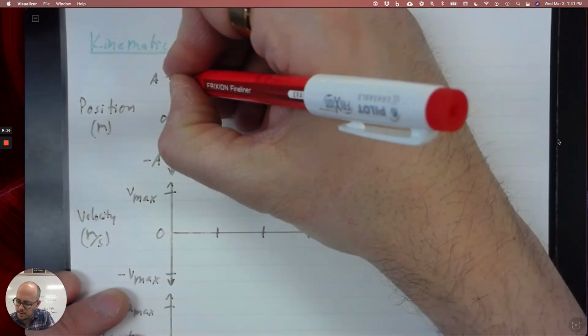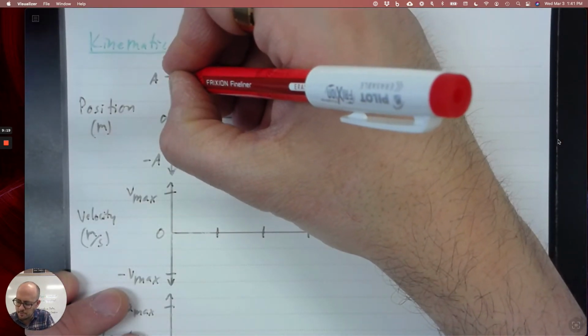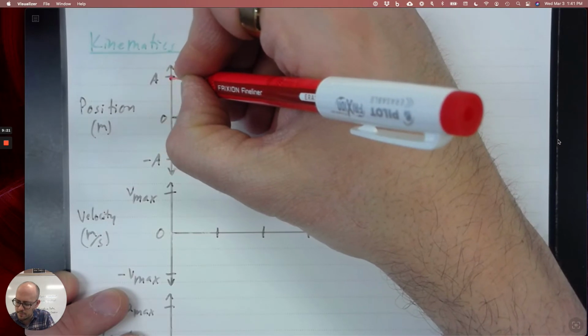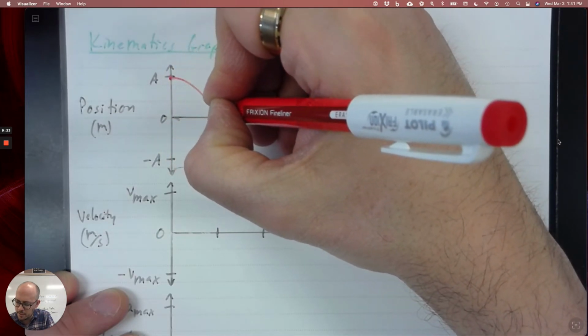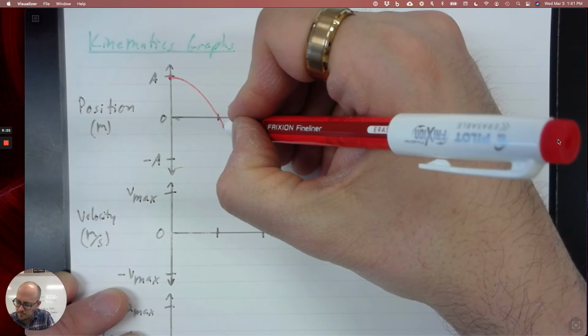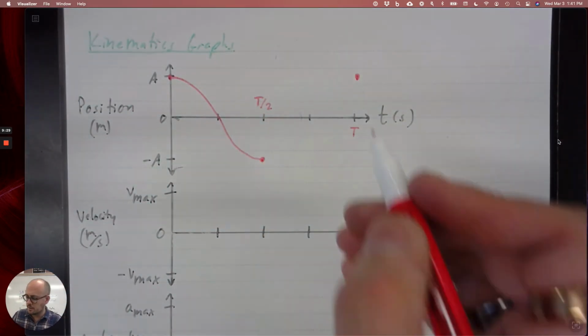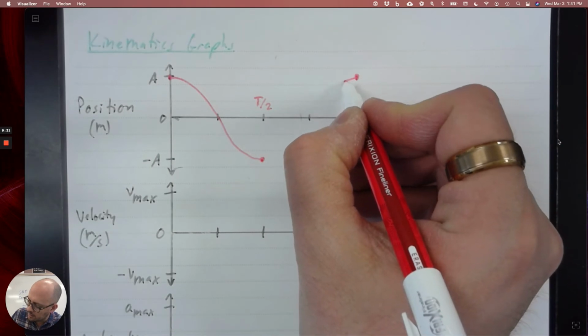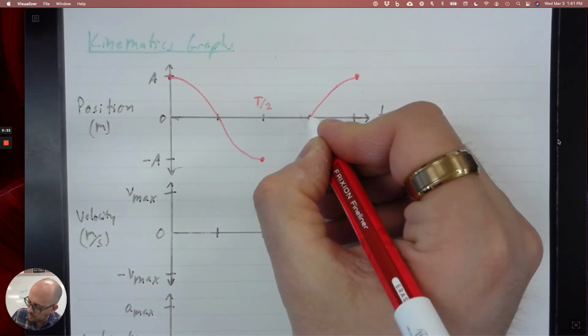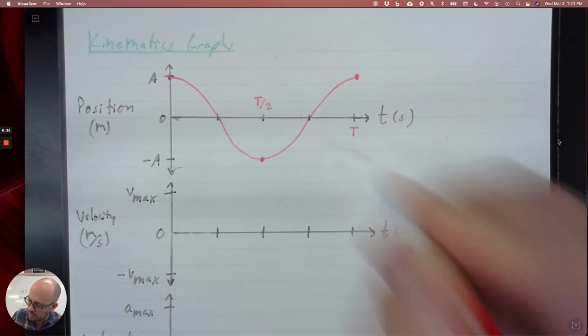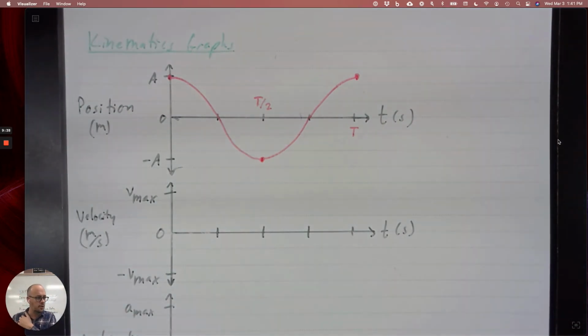So the way that goes, the slope is minimal at each extreme, and then the biggest slope happens right in the middle of the extremes, right at the equilibrium. So that's the shape for the left-hand side of the graph, and this is the shape for the right-hand side of the graph. So this is a sinusoidal curve, and it's just position, right?